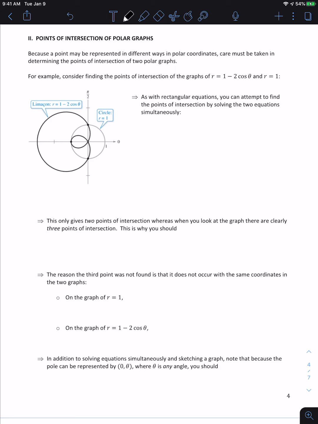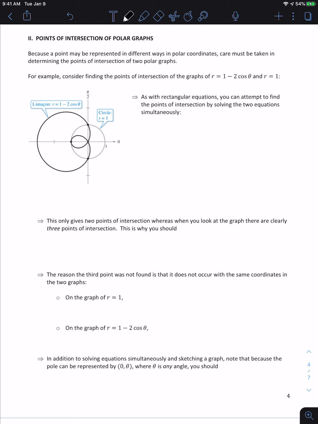Because of that, we have to be a little bit more careful when determining the points of intersection of two polar graphs. So for example, consider finding the points of intersection of the graphs r equals 1 minus 2 cosine theta and r equals 1. R equals 1 is just a circle, so that's that circle right here. And 1 minus 2 cosine of theta is this shape right there.